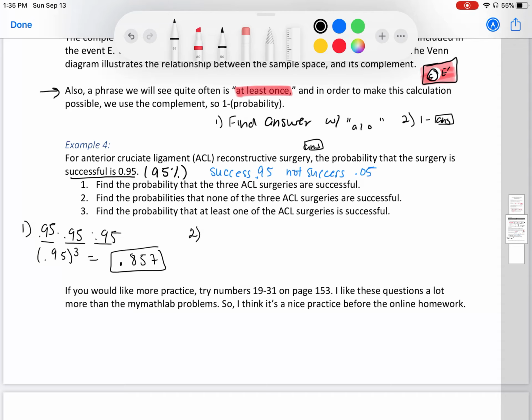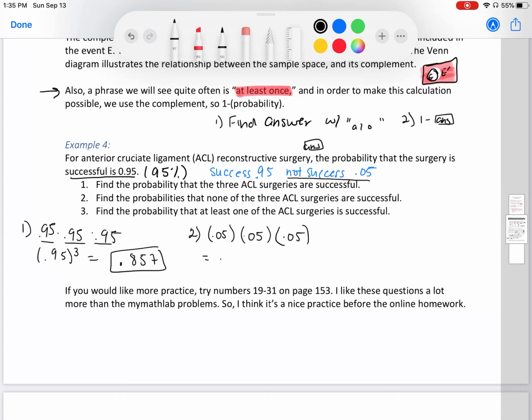2. Find the probability that none of the 3 are successful. Okay, failure or not success, we said was 1 minus 0.95, so 0.05. So 3 failures multiplied would give us 0.05 times 0.05 times 0.05. Okay, we multiply them and we'll get, okay, so this is the way you'll see it in your calculator.